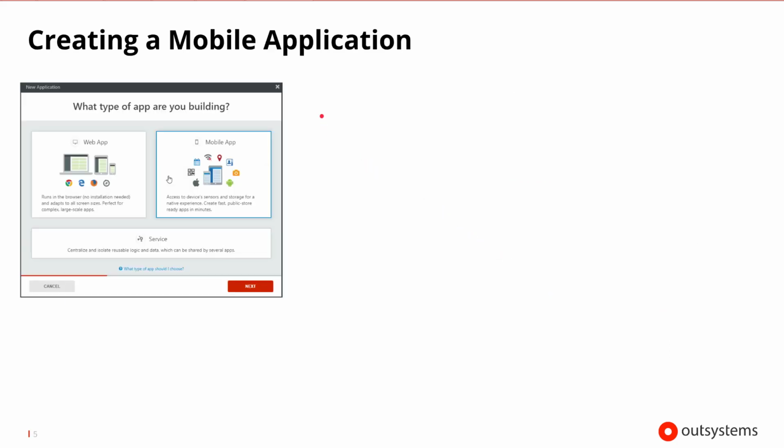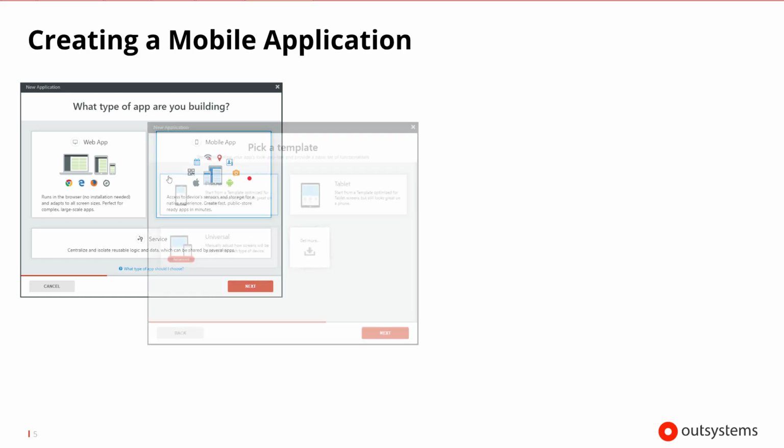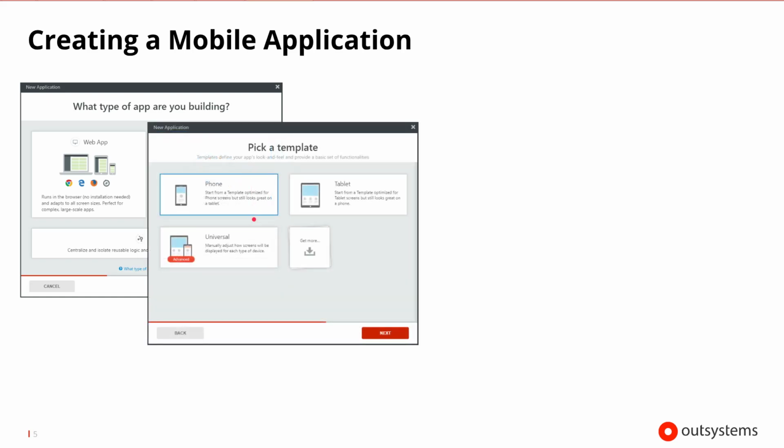Now, when we go to create a mobile app, again, we will select mobile app in the wizard to begin with. And then from there, it's going to ask us to choose a template. So there is a phone template, a tablet template that focuses on the size and the characteristics of those types of devices a little more specifically, and there's also a universal where maybe you're not sure that the app is going to run on a phone or a tablet, or it needs to run on both. You can use the universal to go ahead and deal with that.